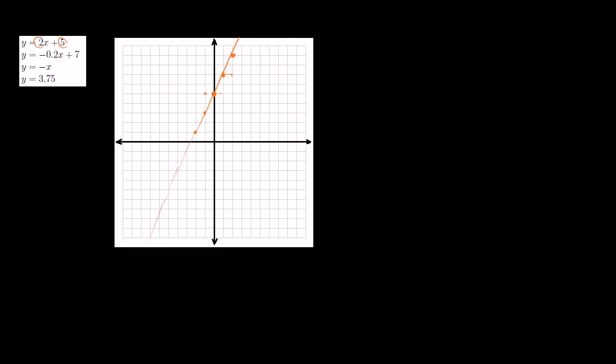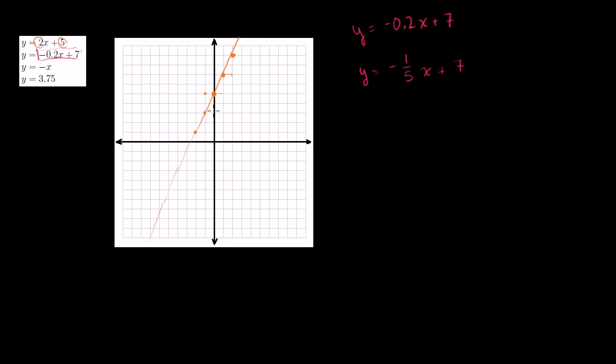Now let's do this second line. y is equal to negative 0.2x plus 7. So let me write that. It's always easier to think in fractions. So 0.2 is the same thing as 1/5. So we could write y is equal to negative 1/5 x plus 7. So we know its y-intercept, it's 7.